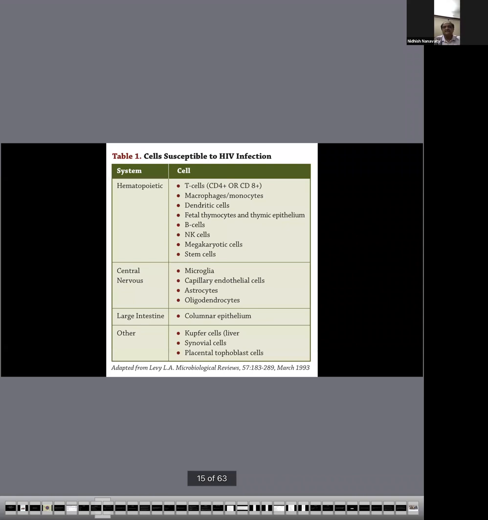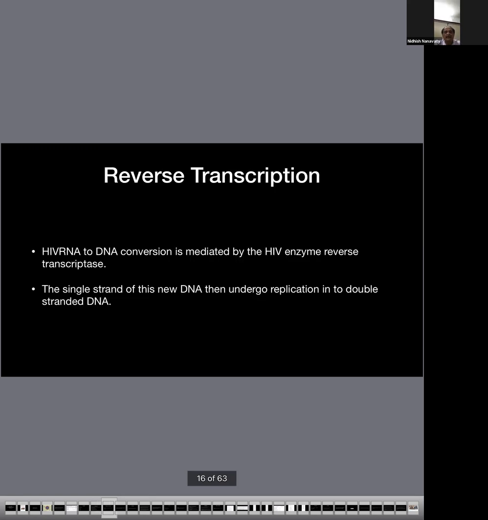These are the cells which are susceptible to HIV infection. And most important is macrophage and monocytes, which keeps the virus dormant for a long time. And in central nervous system, microglia and oligodendrocytes, they are very important. Now, HIV RNA to DNA conversion is mediated by the HIV enzyme reverse transcriptase. And the single strand of this new DNA then undergo replication into double-stranded DNA.